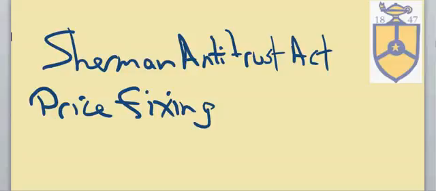So, for example, I have a customer who buys one widget a year. I charge him a price. I have a customer that buys 1,000 widgets a year. I charge that customer a lower price. That's not a violation.